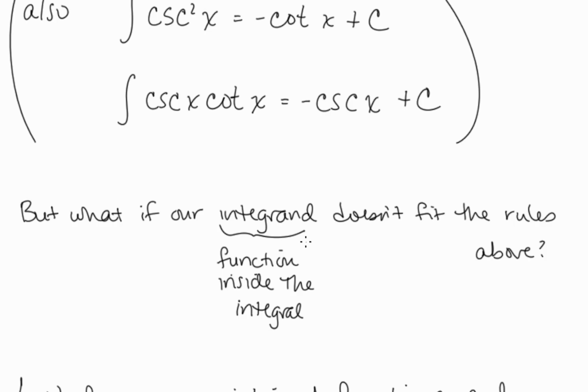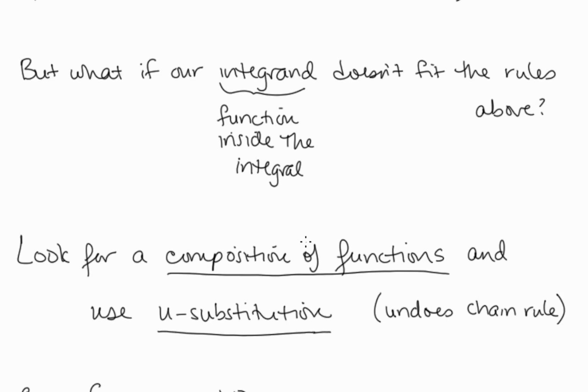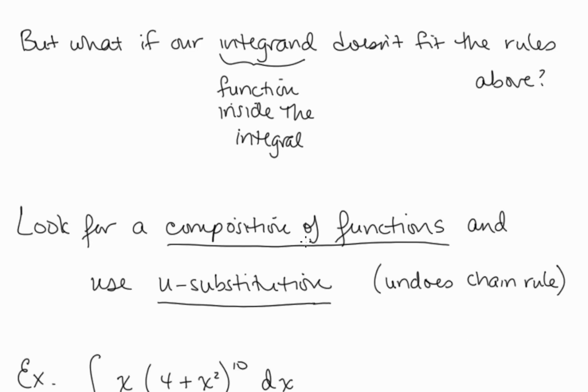But what if our integrand, the function inside the integral, doesn't fit one of the rules above? We need more integration rules. And so if our integral is not a basic integral, then we're going to look for a composition of functions, and we're going to use u-substitution. This undoes the chain rule for differentiation.